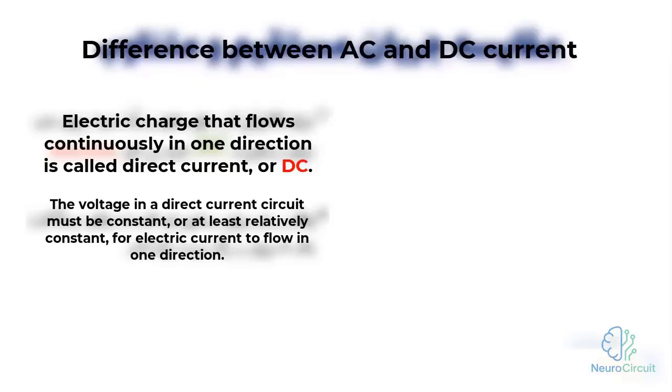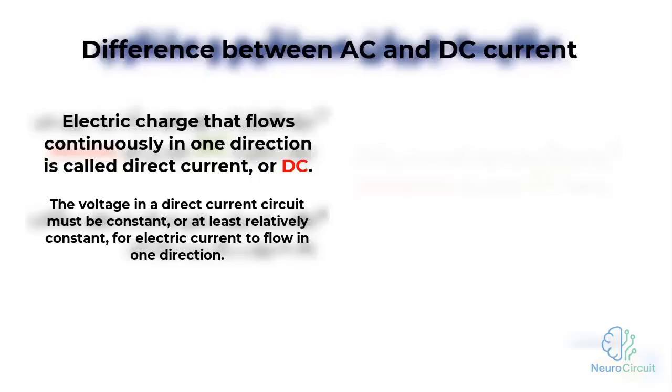This constancy is what pushes the electrons in a single direction. That is, whether we consider it from positive to negative or from negative to positive, it's in one direction and there is no change in between. This was a brief definition of direct current.